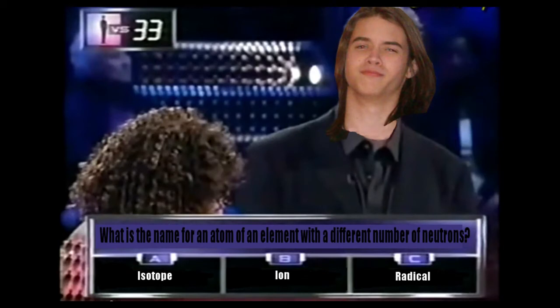Now, for question number 2, also made by John. What is the name for an atom of an element with a different number of neutrons? Is it A, an isotope, B, an ion, or C, a radical? 12 seconds. The answer is A, an isotope. If you missed that one, well, I don't quite hate you yet.